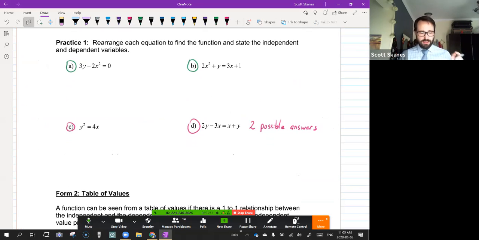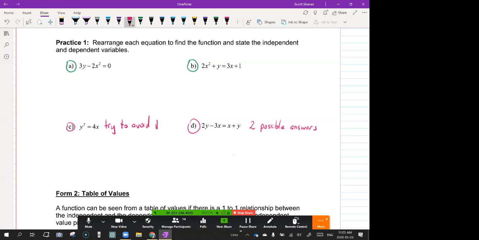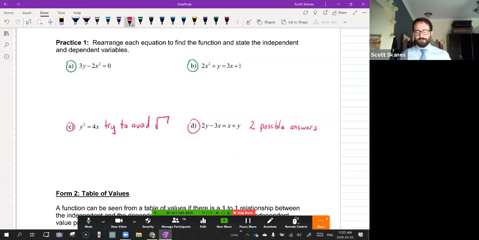I want you to try C and D. C is a little bit tricky. I'm going to remind you: try to avoid square roots. And D, there's two possible answers, okay?